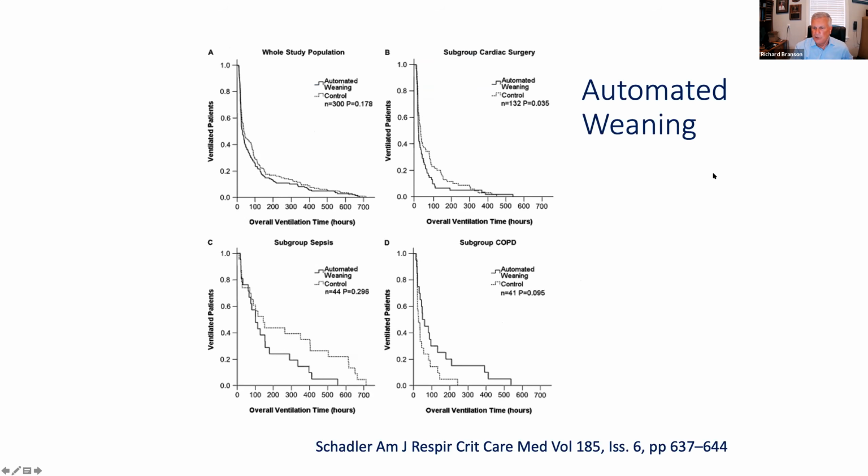This paper that was published in the Blue Journal looks at automated weaning in the entire study that they evaluated, and found no difference between automated weaning and control. And then they found in the group with sepsis that there was a real advantage of automated weaning, but then they found in the patient with COPD, there was a disadvantage to automated weaning. So like a lot of things, one thing isn't the answer to all problems, and we'll probably have to figure out which patients are most likely to have an advantage on a technique.